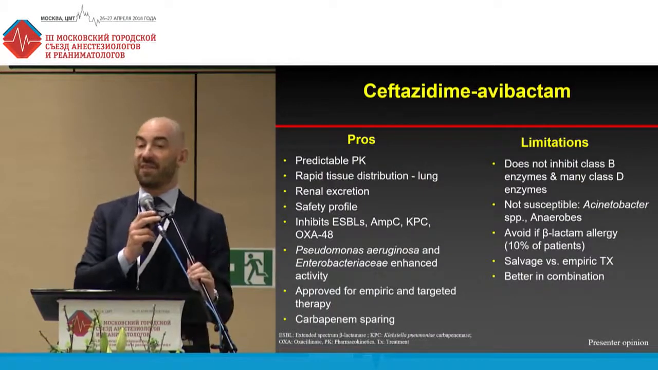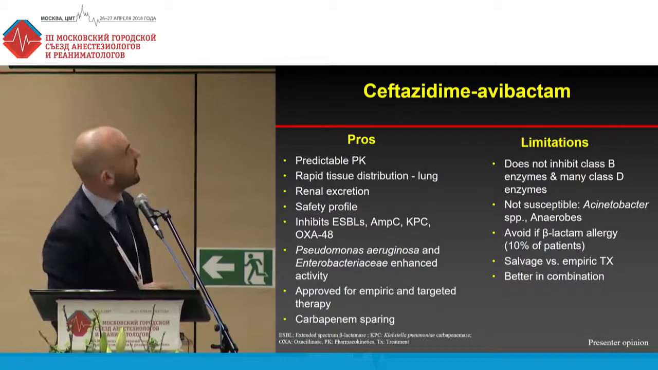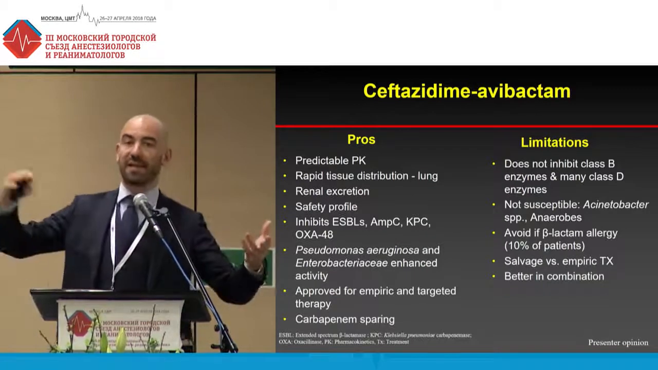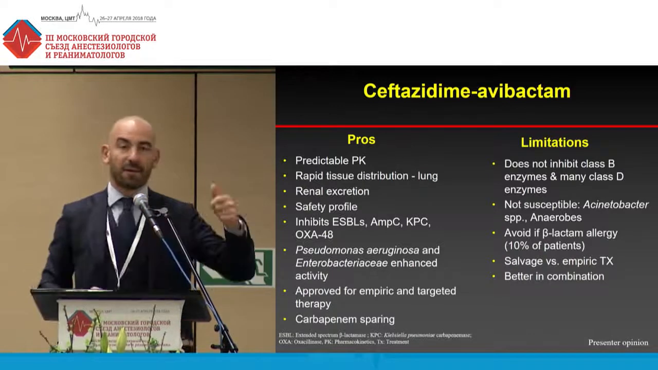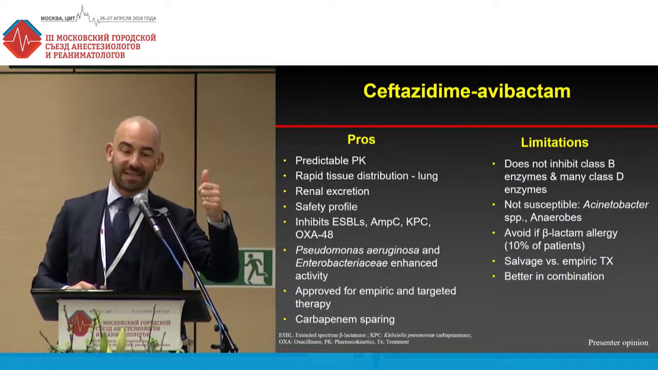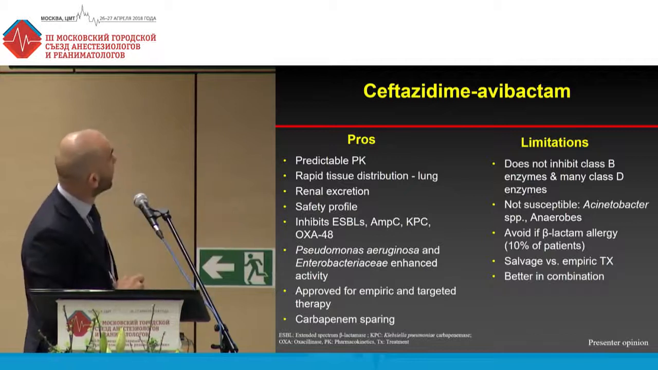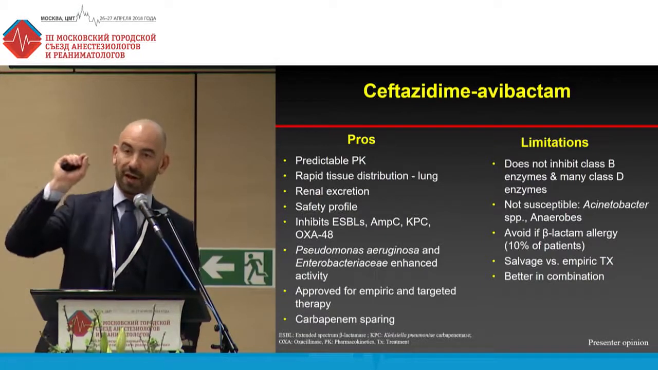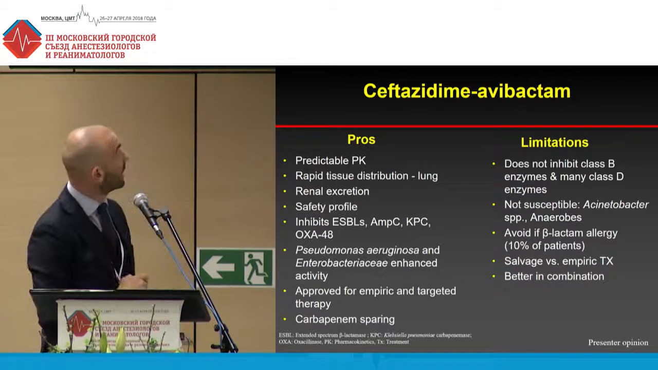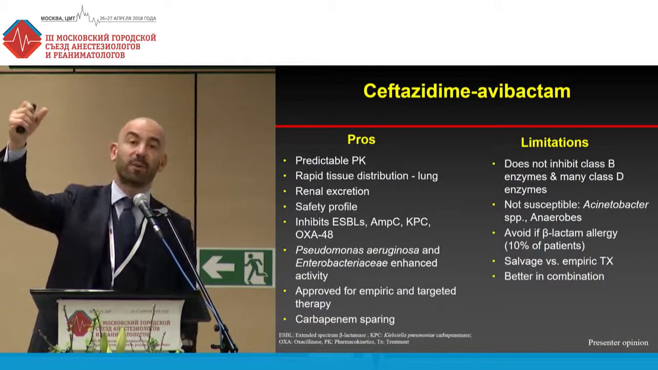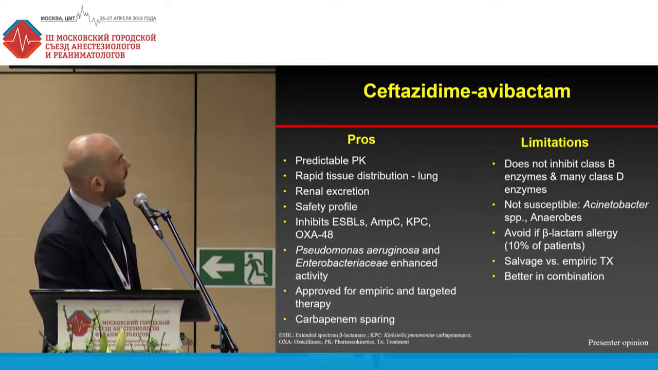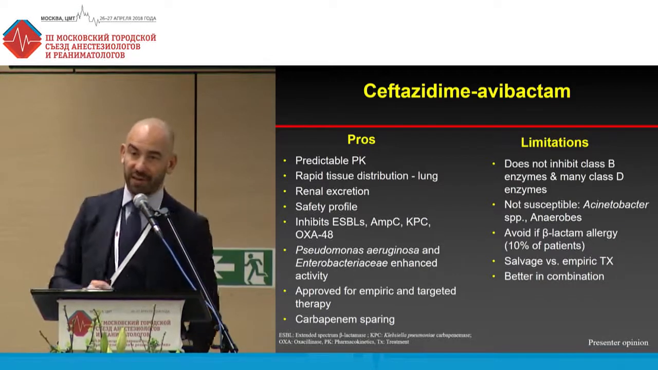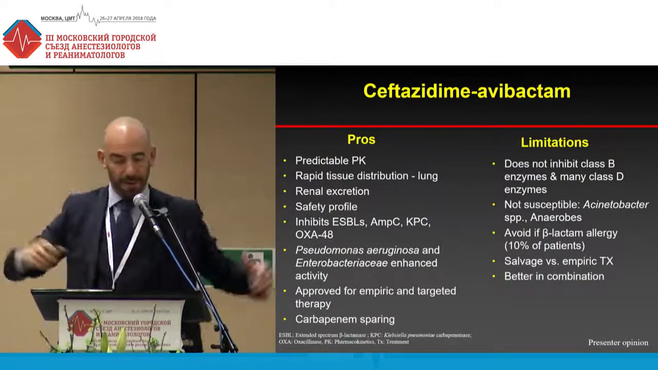So ceftazidime-avibactam is a nice drug, but obviously has some pros and some limitations. Which are the pros? The pros are pharmacokinetic characteristics, predictable pharmacokinetics, rapid tissue distribution, especially in the lung, renal excretion, very good safety profile. This is a beta-lactam. Inhibit ESBL, AmpC, KPC, and OXA-48. This means that it's very broad.